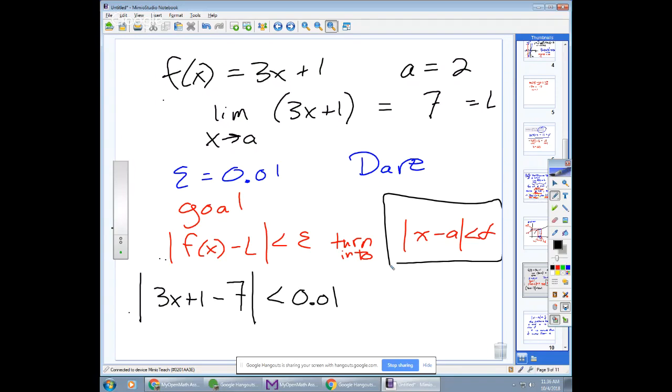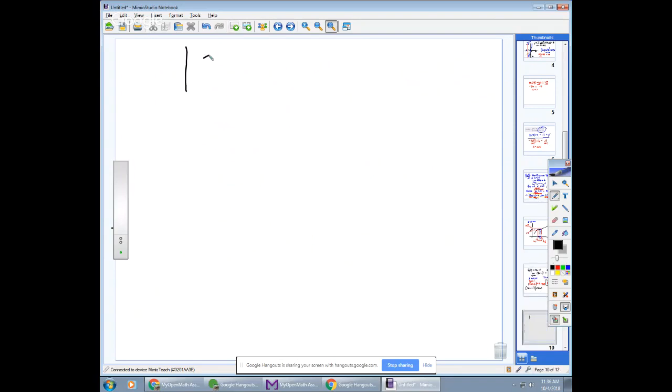So a couple ways to do it. Let's put that on a new screen. We have much more room. Absolute value of 3x plus 1 minus 7 has to be less than 0.01. So first way is to just break down the absolute value to get rid of it, which means, and I guess we could clean that up right away. Is everyone okay with cleaning that up? What's that equal to? 3x minus 6. All right.